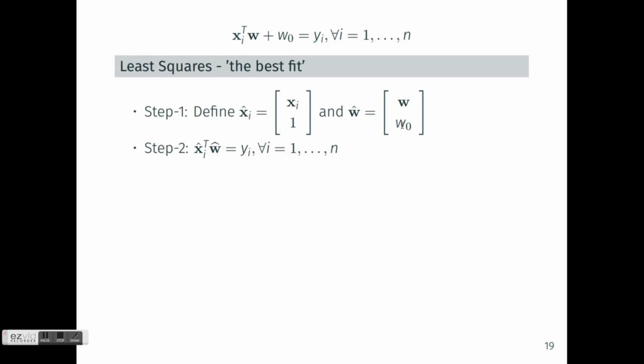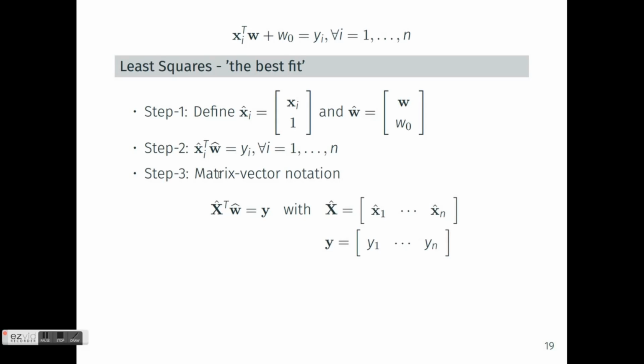In step 2, we can see that once we have defined the xi hats, we multiply the xi hat with the weight vector and we get the observation. In matrix vector notation, we can write this by putting all the observation vectors in the form of a matrix, which is capital X hat, and multiplying it with the weight vector. This is the same as putting all these linear equations in the form of matrix vector multiplication.